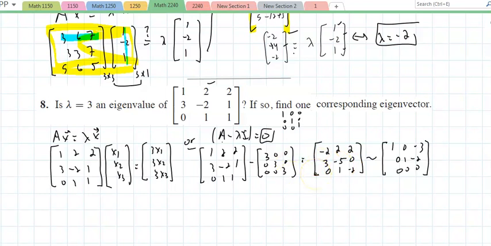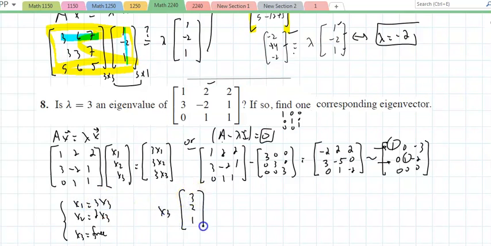And now what? Now, wouldn't you say, I'm going to take x3 will be free. Again, if you're not sure. x2 will equal 2x3. And x1 will equal 3x3. So isn't it x3 times a multiple of 3, 2, 1 will do? Or any multiple of 3, 2, 1 will do. Right? So we say, this is the eigenvector, which is what they want, right? Or any multiple will do.